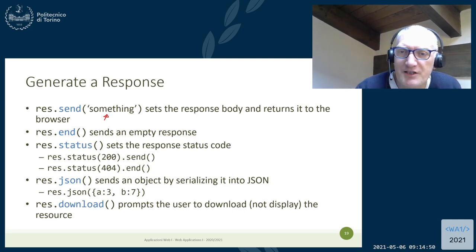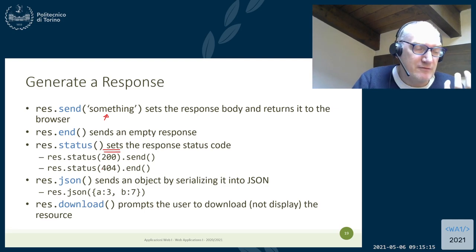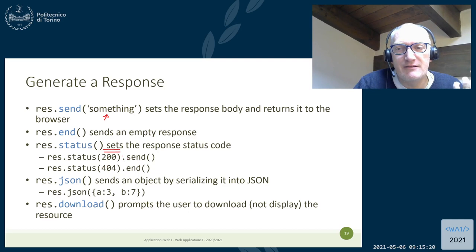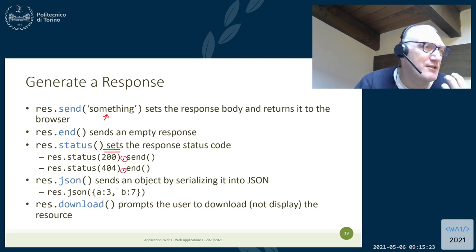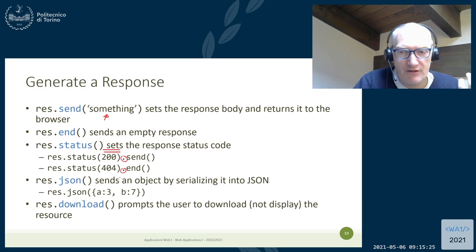The other useful method is status. By default, we are returning a 200 status, but we may also return any kind of other status code, depending on what went wrong, maybe on our side or on the parameters from the client. And you see that status is a method that just sets the status code, but doesn't send anything to the client right now, because later we need to use send or end after setting the status code.